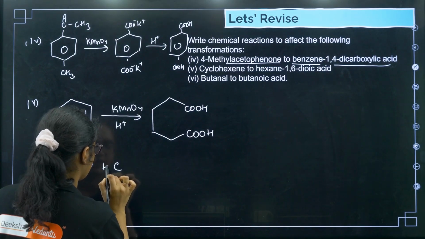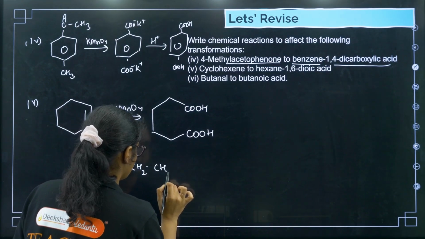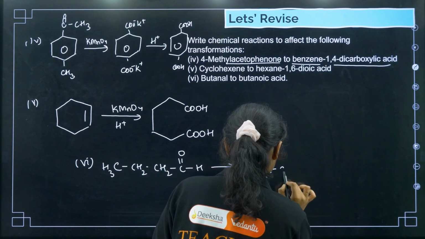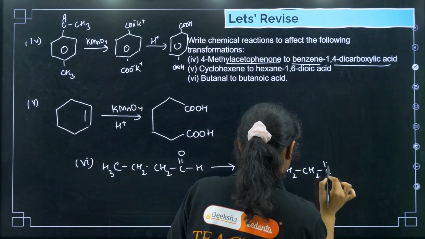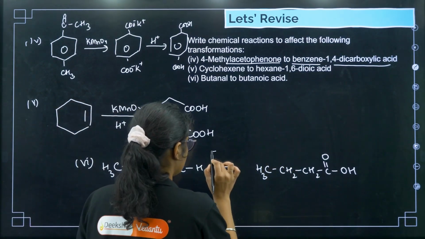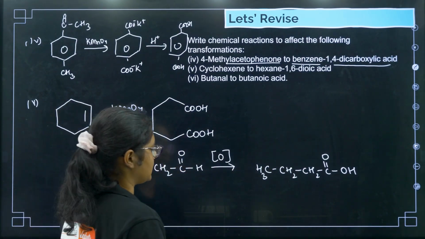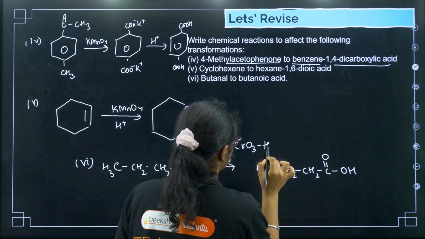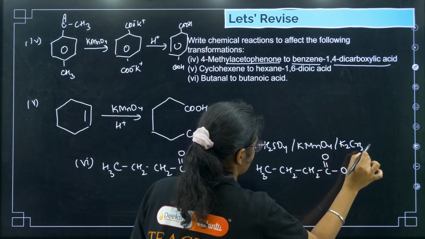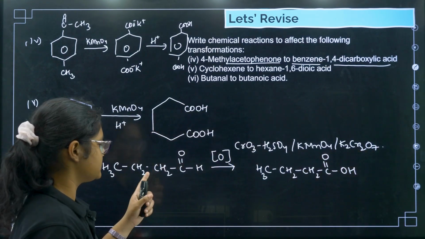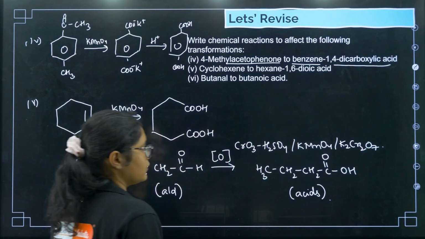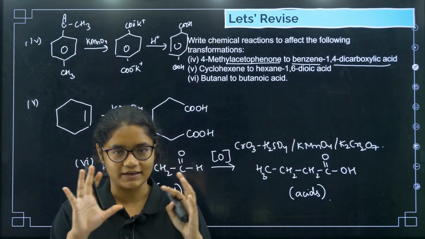So you have butanal, CH3CH2CH2CHO, to butanoic acid, CH3CH2CH2COOH. So this is just an oxidation. Any oxidizing agent you can take to get this one. So simple oxidation, you can do it with CrO3 and H2SO4, or KMnO4, or K2Cr2O7. These oxidizing agents will convert aldehydes to carboxylic acids. I hope we have had a brief revision of all the reactions that we have studied.